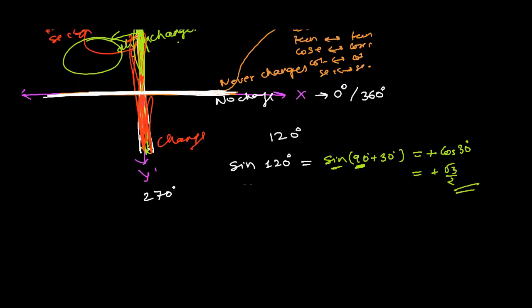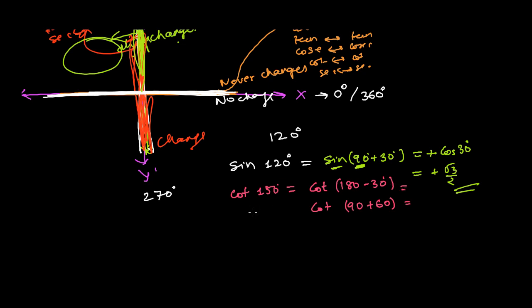That's our answer. Now let's say we have cot 150. I don't know the value of cot 150 because I know only 0 to 90. So I can represent cot 150 as cot of 180 minus 30 degrees, or if I want, I can represent it as cot of 90 plus 60. In both ways you can go.